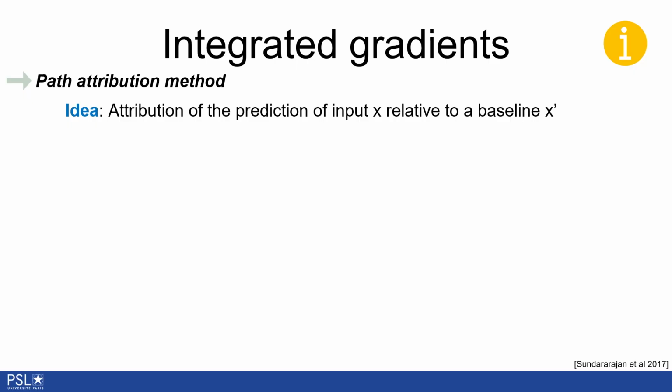Remember that we said gradient-based methods can be classified in two subcategories: gradient-only methods and path attribution methods. Integrated gradients are an example of a path attribution method. Integrated gradients were introduced by Sundararajan and colleagues in 2017. The key idea is to compute the pixel attributions of the input image x relative to a baseline image x prime, which is most commonly just a black image. Similarly to Shapley values in SHAP, integrated gradients are motivated by a set of axioms or desiderata.